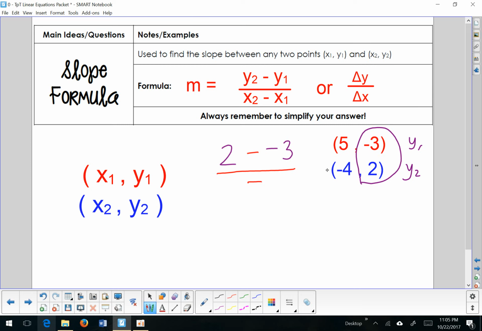This minus has to be added as well. And now I can fill in my x's. This is my second x, this is my first x. So my second x must be first, and my first x must be last. And now I can just do the arithmetic. 2 minus -3 is 2 plus 3, which is 5, and -4 minus 5 is -9. And that's how you calculate the slope when you're given 2 points.